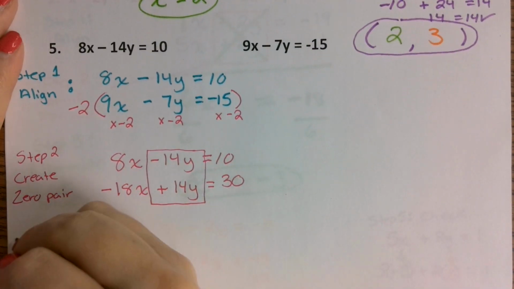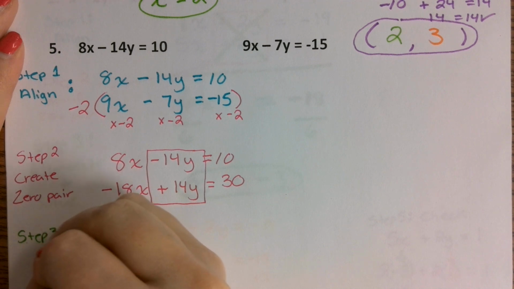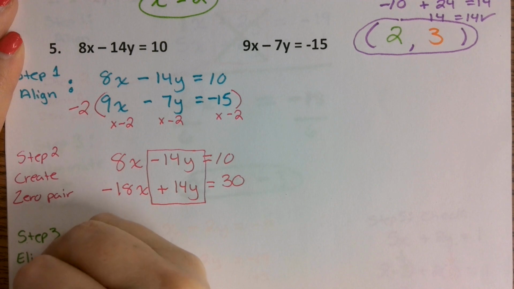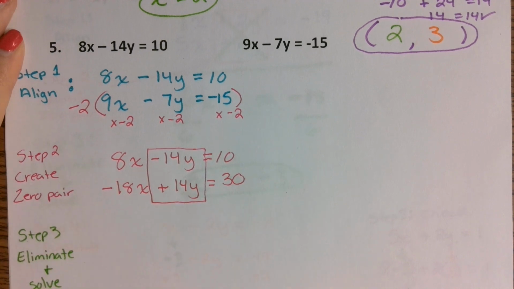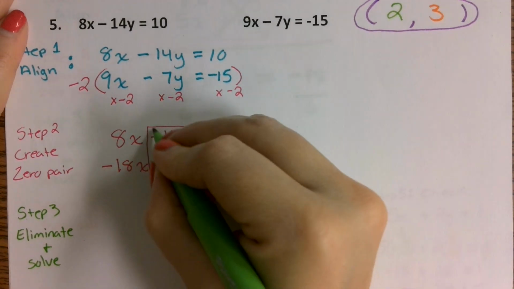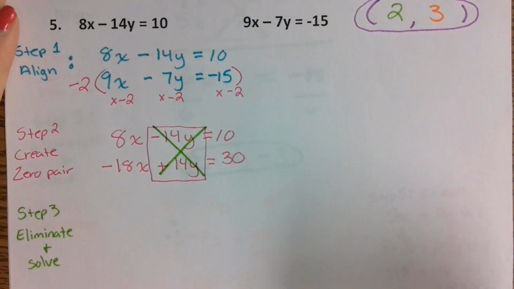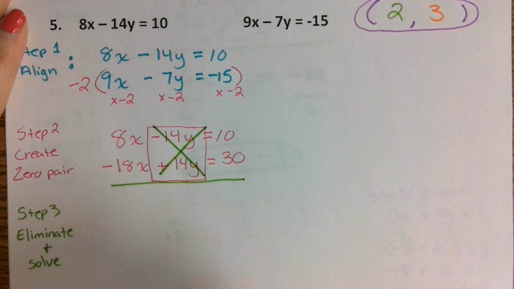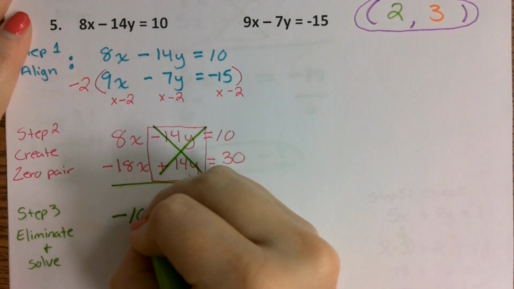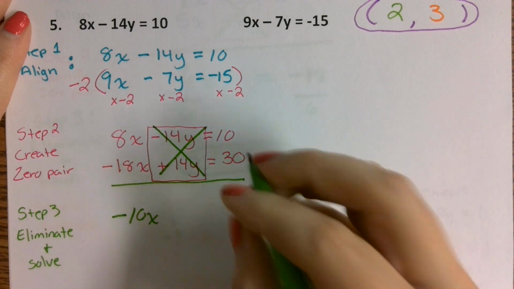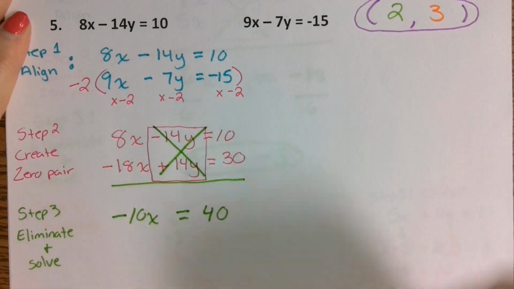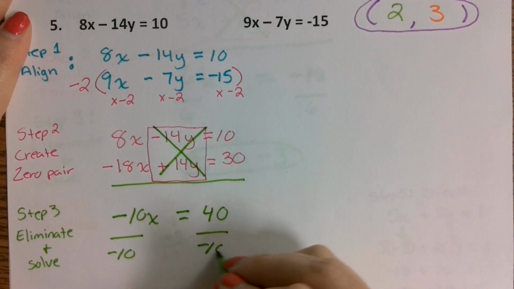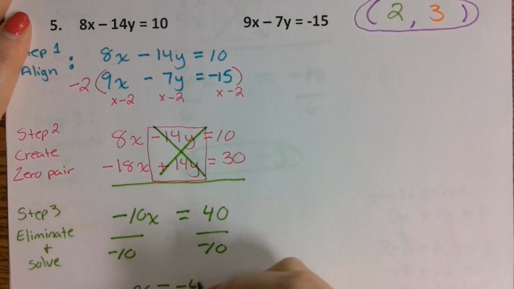Okay, step 3, we eliminate and solve. We're going to eliminate the negative 14y and the positive 14y and then combine these together. 8x and negative 18x becomes a negative 10x. And then 10 and 30 comes out to 40. Our last step is to divide both sides by negative 10, and we get x is equal to negative 4.